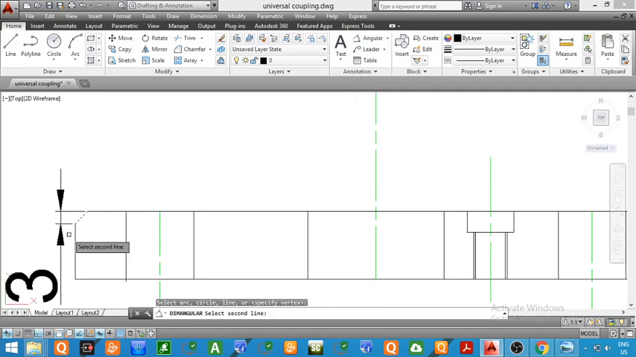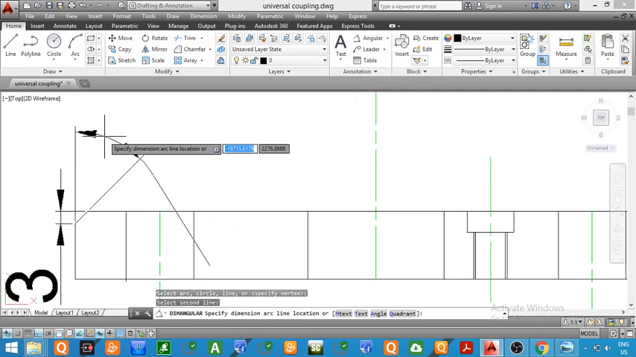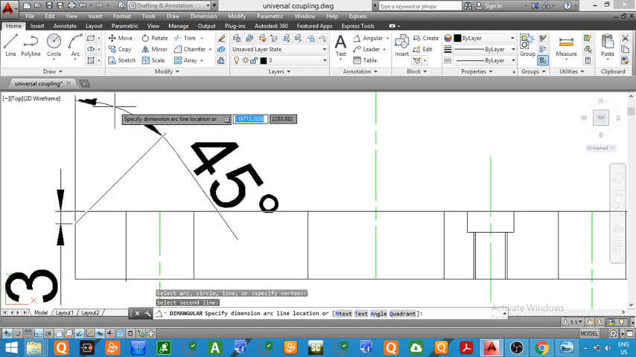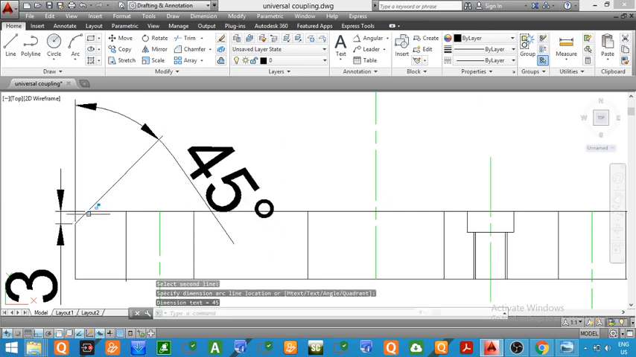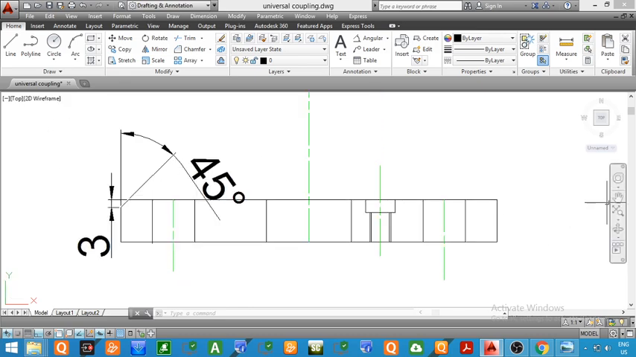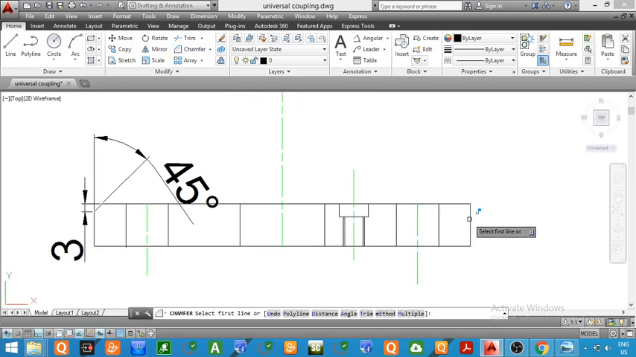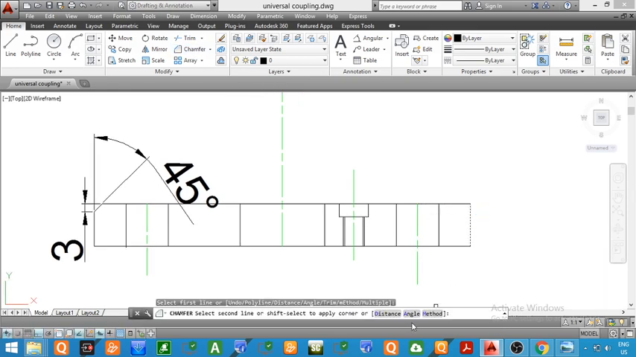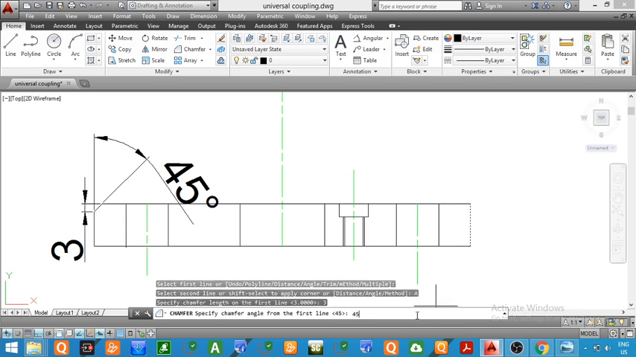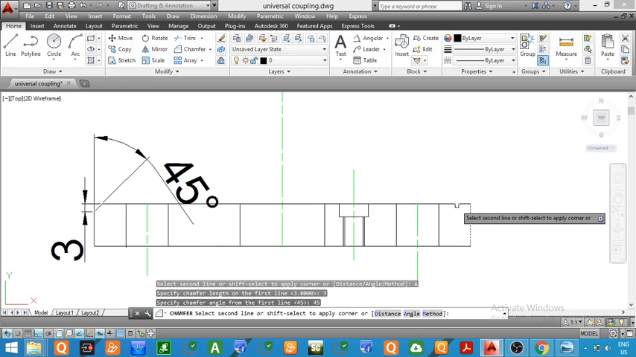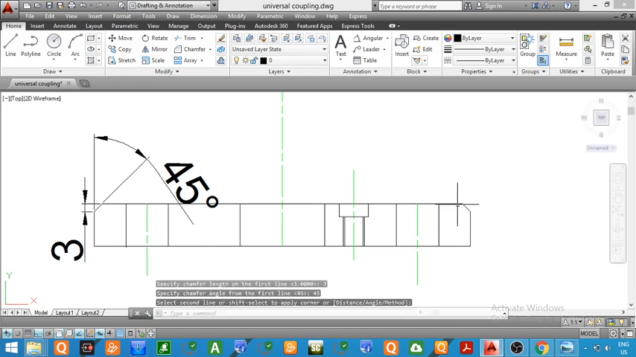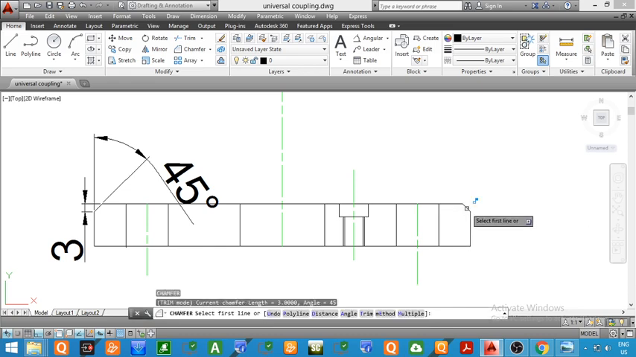Now you can see I will give the angle. So you can see the angular dimension, that is the angle of this inclined line with the vertical, is equal to 45 degree. Similarly, we will provide the chamfer on the right hand side also. So now I am providing the chamfer on the right hand side. You can see we have provided the chamfer on the right hand side also.